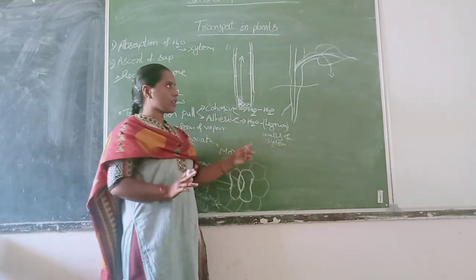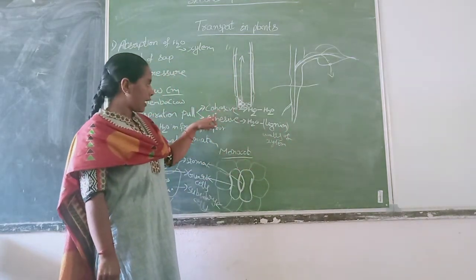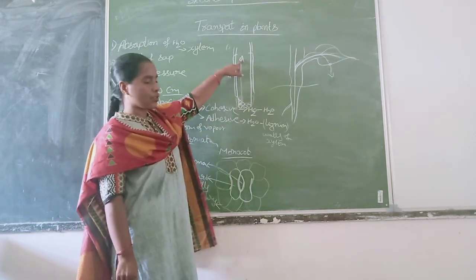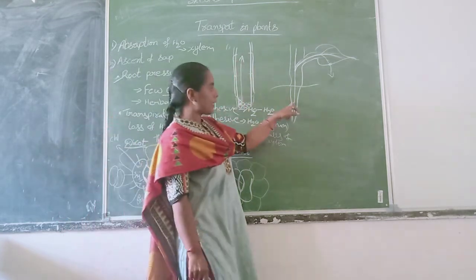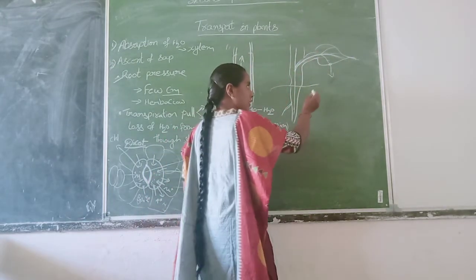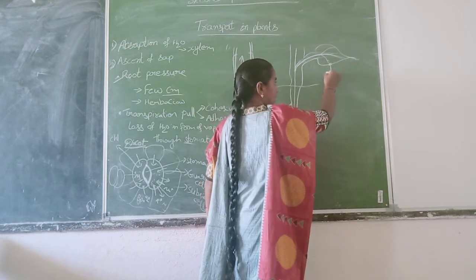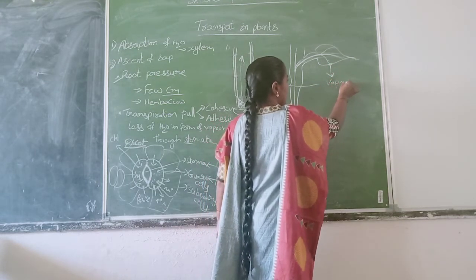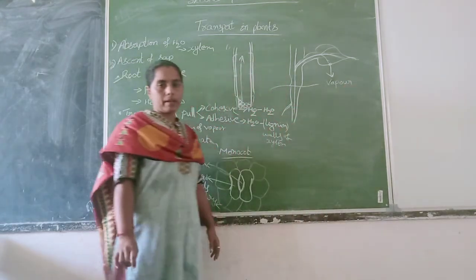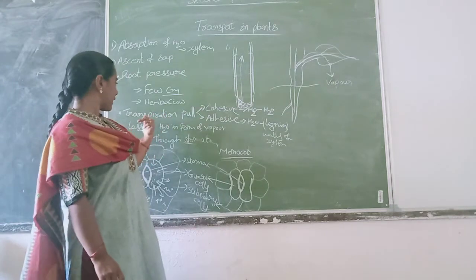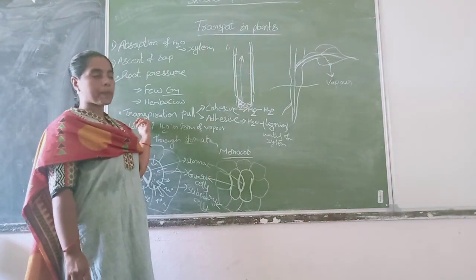So here this is important. See, with the help of cohesive and adhesive forces, these water molecules are moving upward. In that manner, the water is transported throughout the plant body. After reaching the leaves, it is released into the atmosphere in the form of water vapor through the stomata. That process is transpiration.